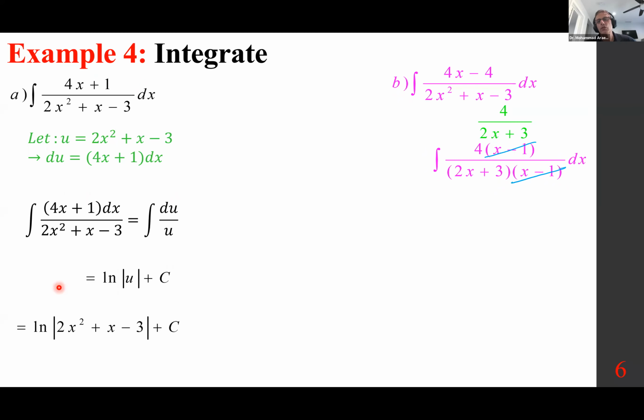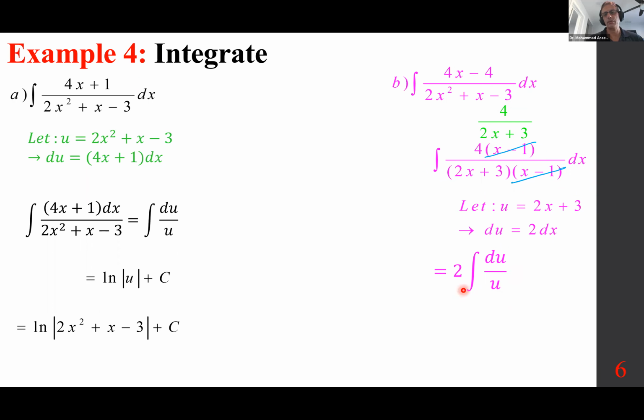Now, if we let u be the denominator 2x plus 3, the derivative of 2x plus 3 is 2. So we have 4 times dx. Du is 2 dx, so this is 2 times that. That's fine. So you can write 4 as 2 times 2, or just take it out, multiply by 2, divide by 2. That results in 2. Either way, this is the answer now.